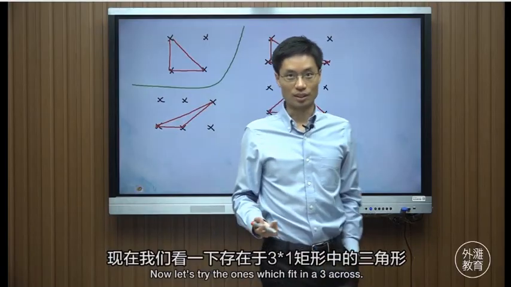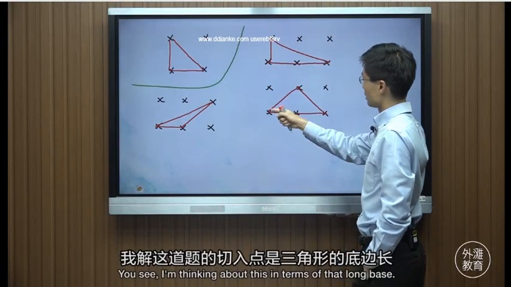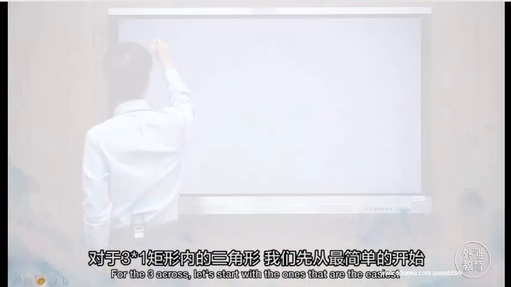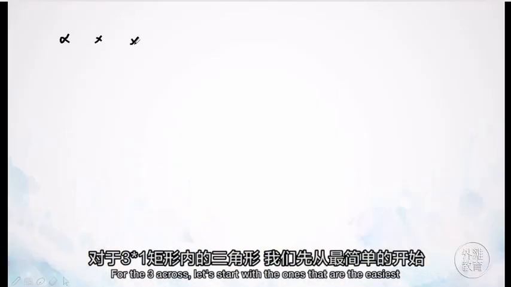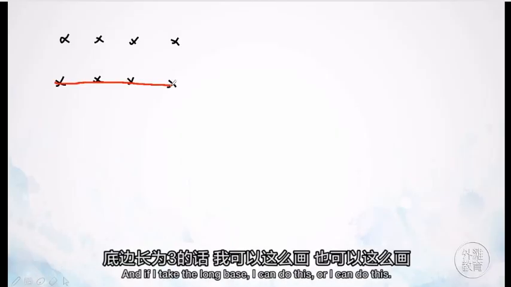Now let's try the ones which fit in 3 across. And you see I'm thinking about this in terms of that long base. For the 3 across, let's start with the ones that are the easiest, which is the long base. And if I take the long base, I can do this, or I can do this.